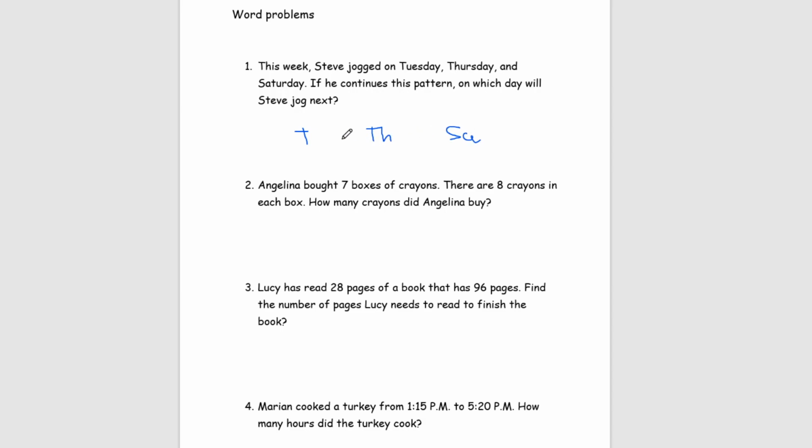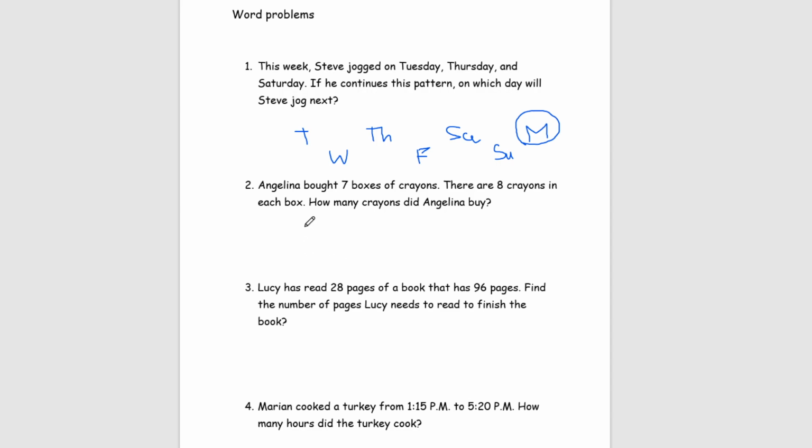Now let's write in the days in between too. For Tuesday we have Wednesday, then Thursday, then Friday. And so we see that his pattern of jogging means that he's going to run one day, skip a day, run the next day, skip another day. So if he runs on Saturday, that means that he's going to skip Sunday and then run on Monday. That's our answer. The next day he'll jog on is Monday.